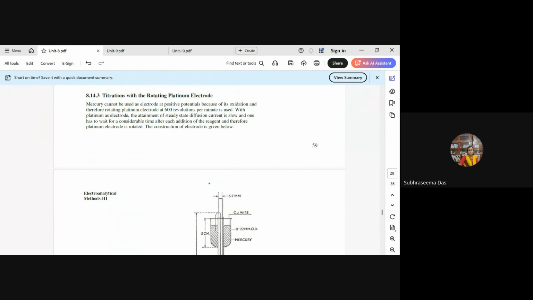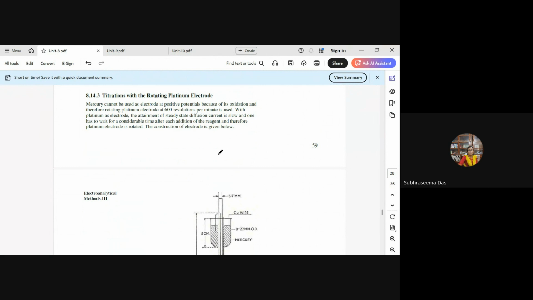So now coming to titrations with rotating platinum electrode. Mercury cannot be used as an electrode at positive potentials because of its oxidation, and therefore a rotating platinum electrode at 600 revolutions per minute is used. With platinum as the electrode, the attainment of steady state diffusion current is slow, and one has to wait for a considerable time after each addition of the reagent, and therefore the platinum electrode is rotated.